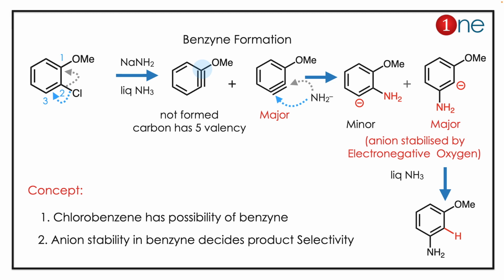So the concept you have to learn here is that the benzyne mechanism is favorable when there is a chlorobenzene. Second, the anion stability decides the chemoselectivity of the addition.